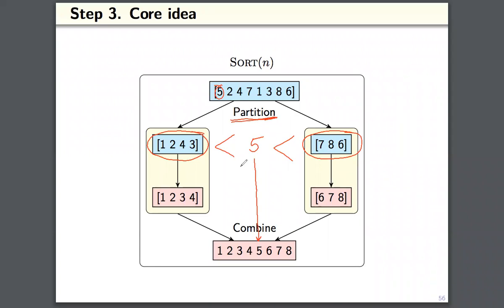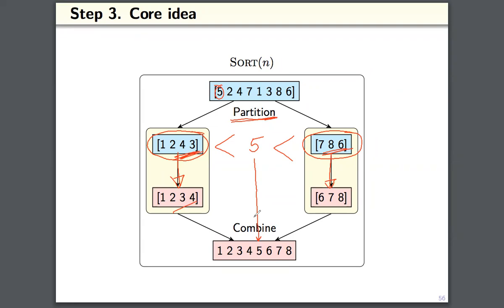So 5 is the pivot element. Here 5 is the first element. All elements to the left of 5 will be less than 5, and all elements after 5 will be greater than 5. Somehow the partition logic splits the array like this. Then we recursively sort the left array. We get 1, 2, 3, 4 using quicksort. We recursively sort the right array using quicksort and combine them.